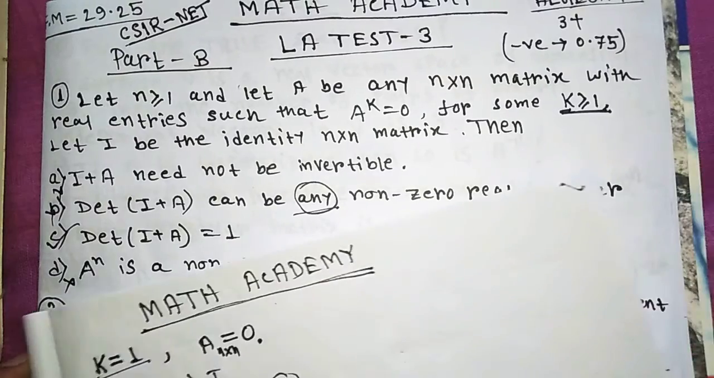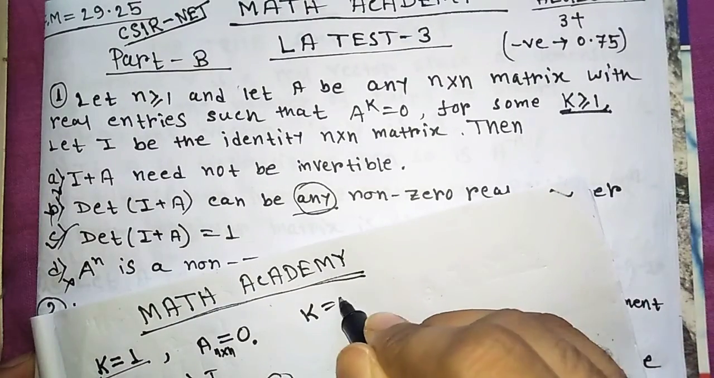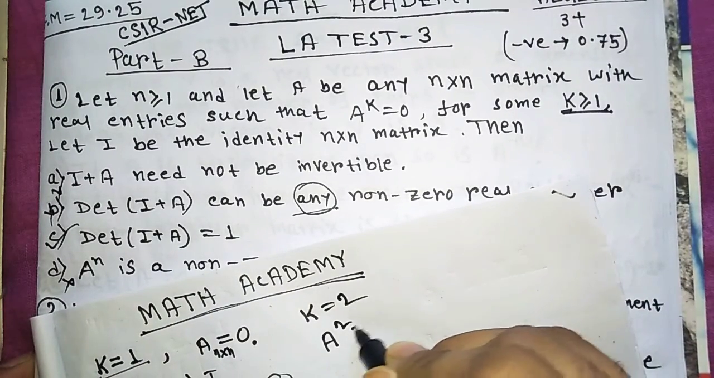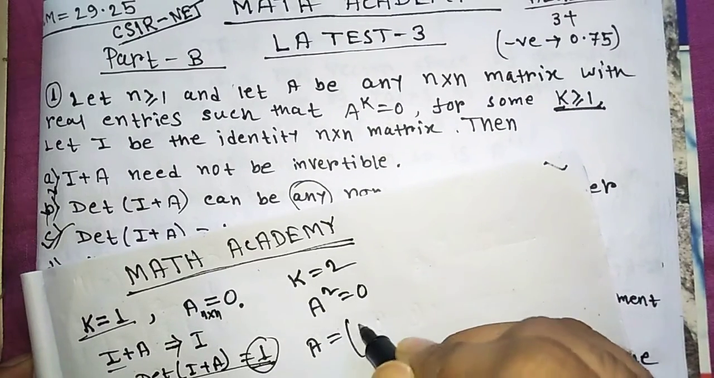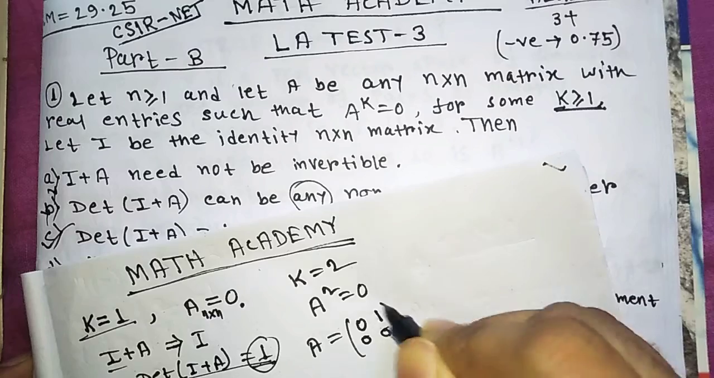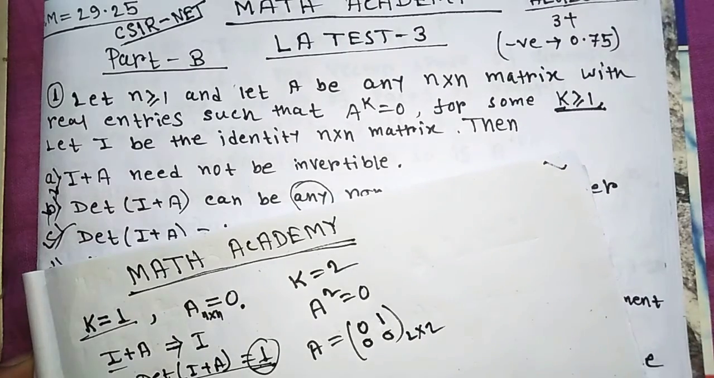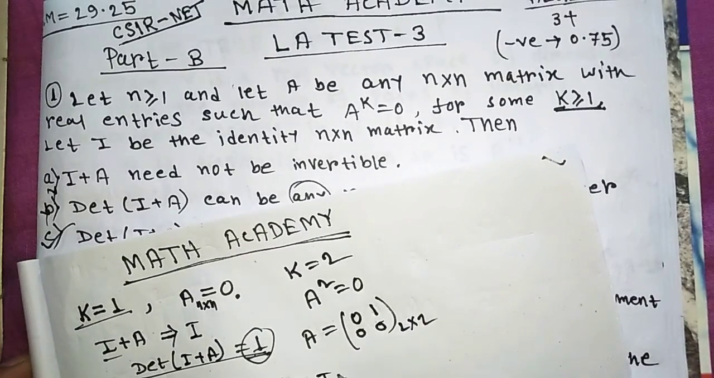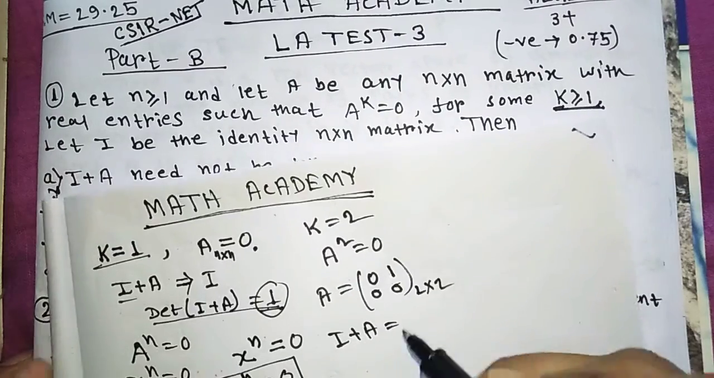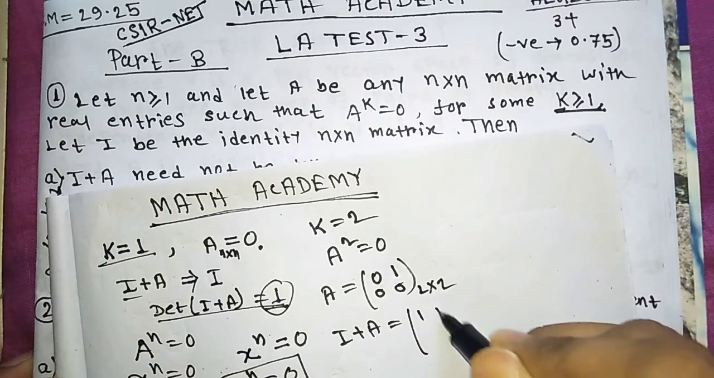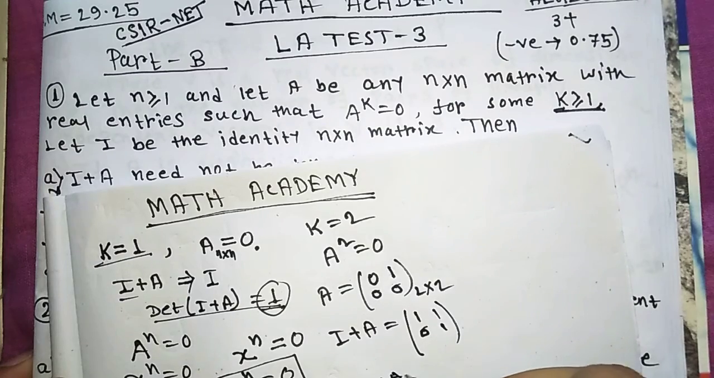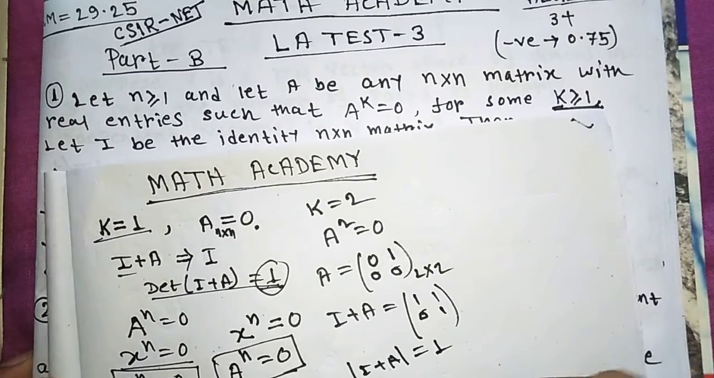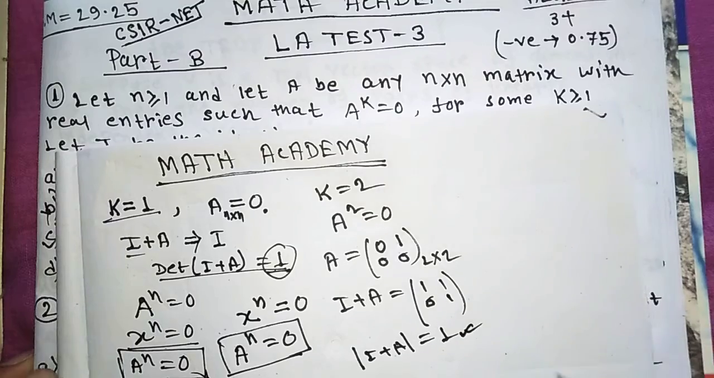In another case, if I take the value of k as 2, then A squared equals 0 for this matrix. If I take the matrix 0 1 0 0, whose order is 2 by 2, and for this you check I plus A, which is 1 1 0 1, whose determinant is also 1, hence option C is always true.